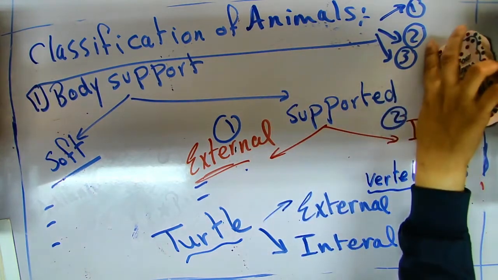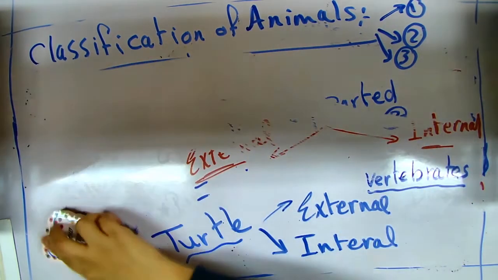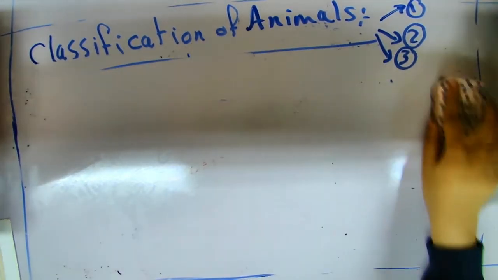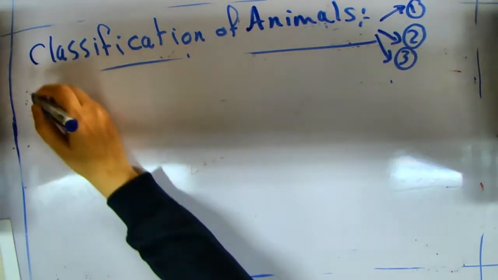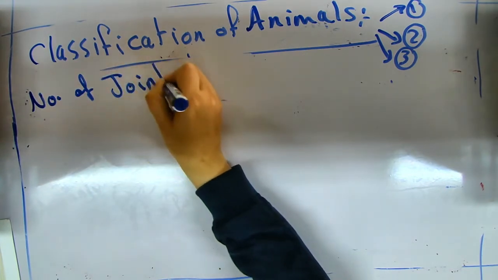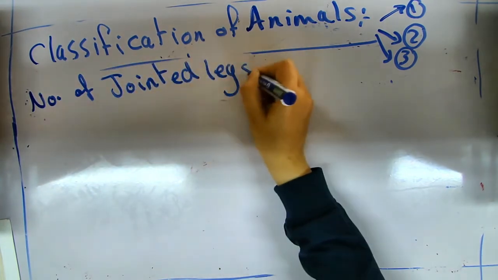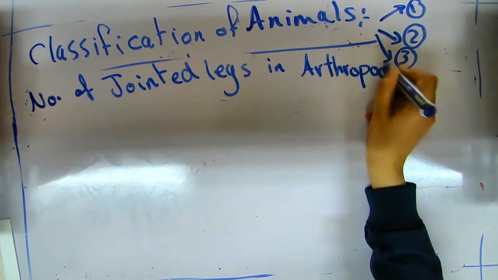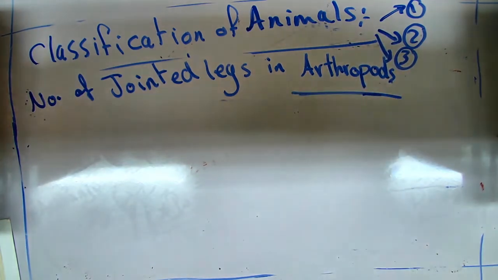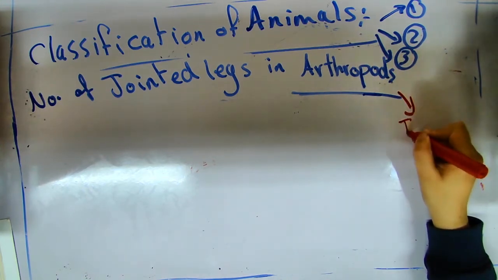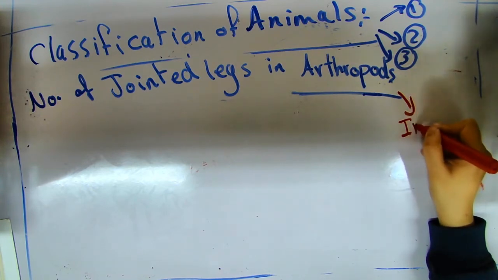Now we'll talk about the second point in the classification of animals, which is number of legs, jointed legs, in arthropods. What is the meaning of arthropods? Arthropods, they are invertebrates. They don't have a vertebral column and they don't have a backbone. Invertebrates.